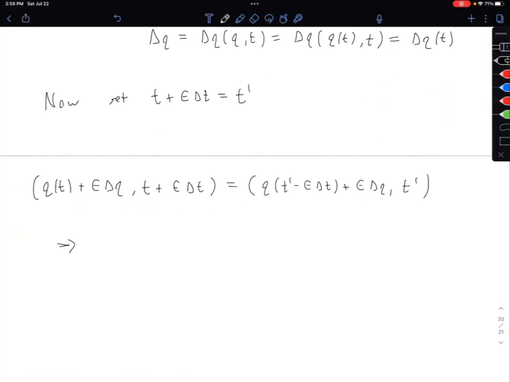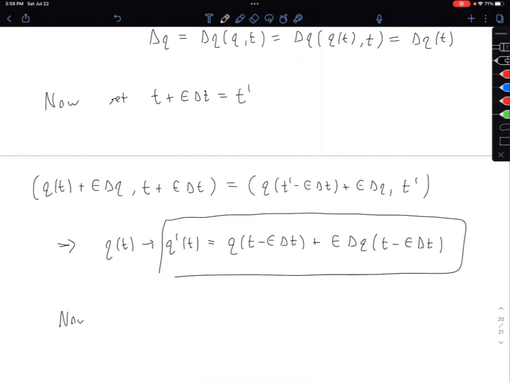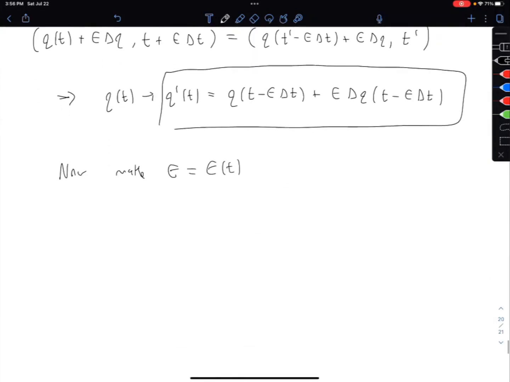So that means that q of t goes to q prime of t, which is going to be equal to q of t minus epsilon delta t plus epsilon delta q, and here I can write it, just to make it clear, that these are both evaluated at t minus epsilon delta t. Okay, so this is our new path. Now make epsilon depend on t, and we calculate S of q prime.